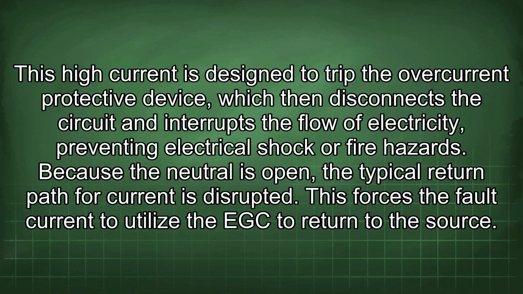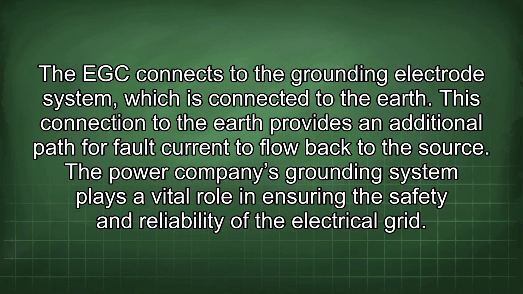Because the neutral is open, the typical return path for current is disrupted. This forces the fault current to utilize the EGC to return to the source. The EGC connects to the grounding electrode system, which is connected to the earth. This connection to the earth provides an additional path for fault current to flow back to the source.